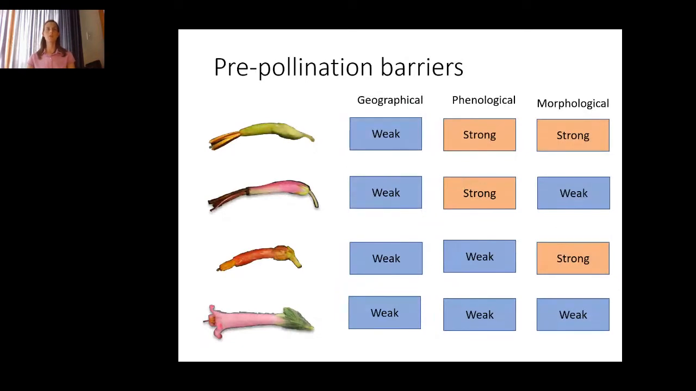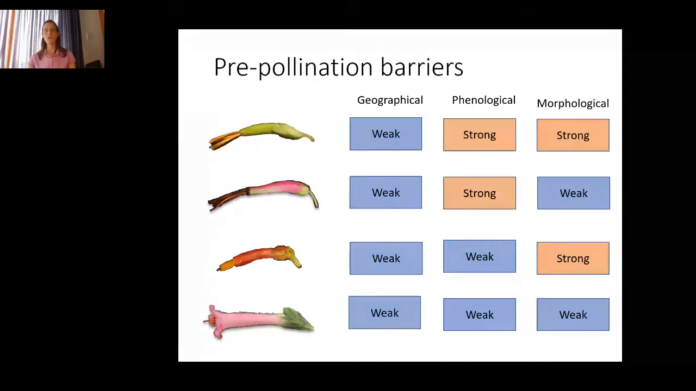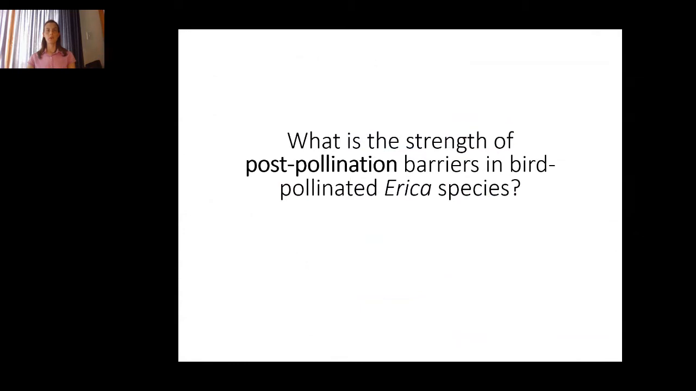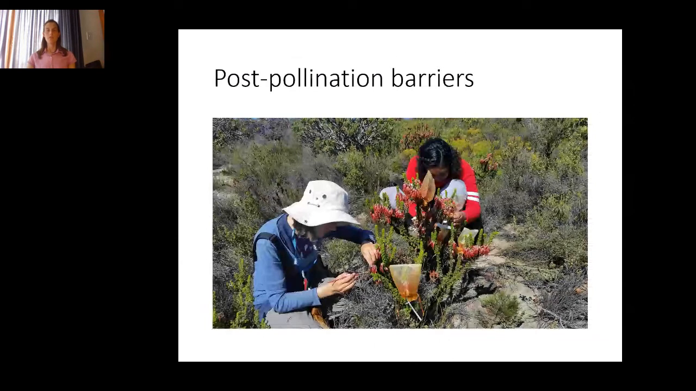So to summarize the pre-pollination barriers, here are the 4 study species again and the 3 barriers that we quantified. And as you can see, many of the pre-pollination barriers are in fact weak, and that suggests that strong post-pollination barriers are required in this system. So we also quantified post-pollination barriers. And we did this by doing hand pollination experiments in natural Erica populations. And basically, we wanted to determine whether the heterospecific pollen can produce seed or whether it reduces seed set significantly.